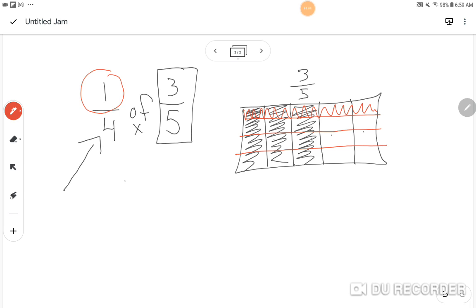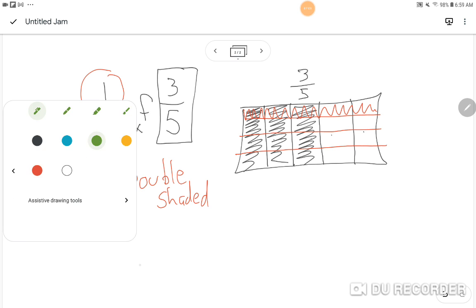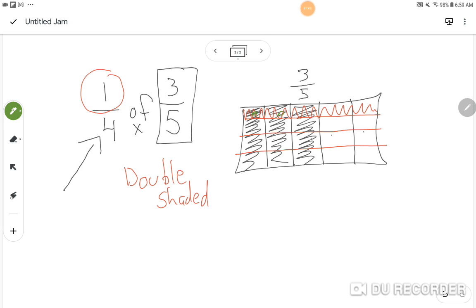Okay, and remember, somebody say it out there, how much is double shaded? That's going to be our answer. So let me switch to green. Let's see how much is double shaded. 1, 2, 3. Looks like just 3, right? Because these are not double shaded. So you get 3 out of how much total? 1, 2, 3, 4, 5, 6, 7, 8, 9, 10, 11, 12, 13, 14, 15, 16, 17, 18, 19, 20. 3 twentieths.